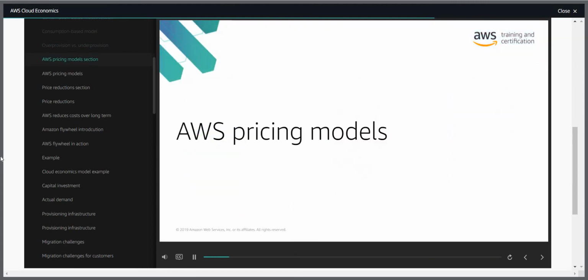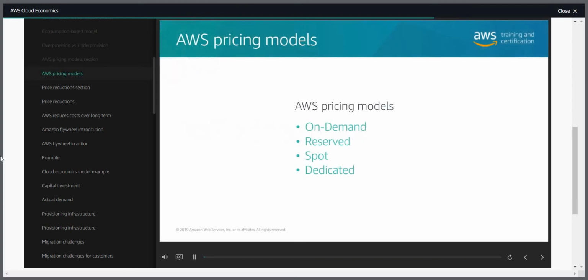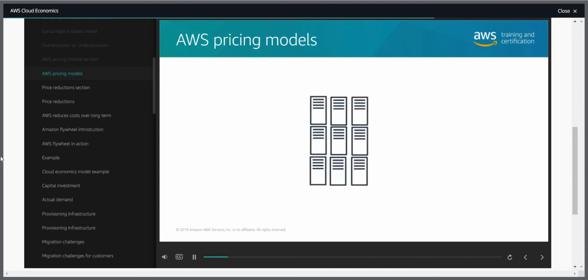In this section, you will learn about AWS pricing models. AWS pricing models offer a second way AWS can help your customers lower costs. Your customers can buy from traditional vendors using various payment plans, yet in the end, they are stuck with the same set of servers until their next refresh.